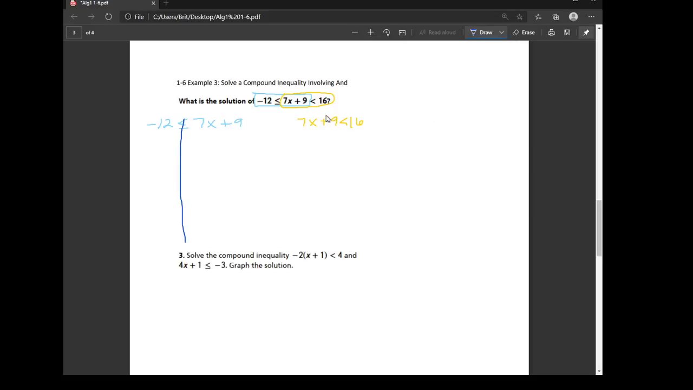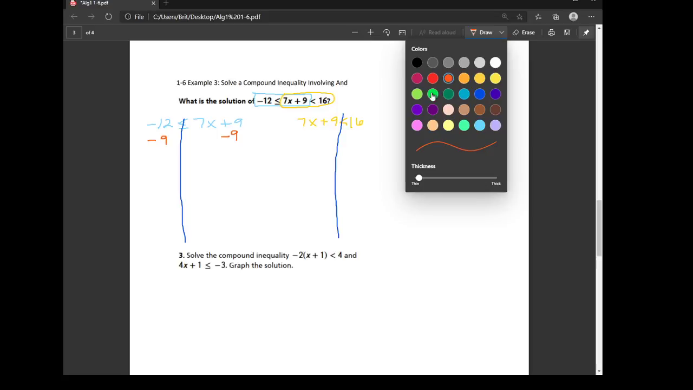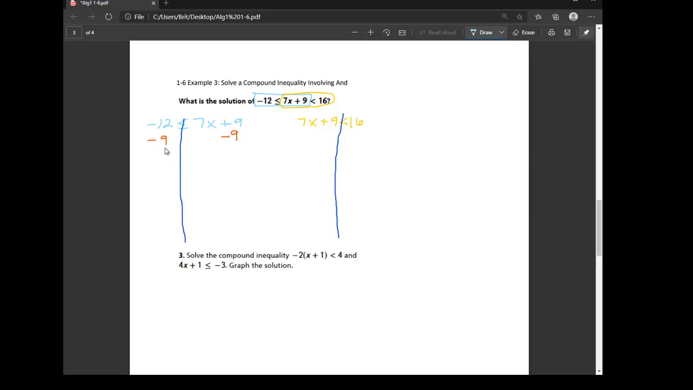I always start by drawing my river down my inequality symbol. That reminds me to use my inverse operations to help me solve. On this blue one, I want to get x by itself. Where there's the plus 9, I'm going to subtract 9 using that inverse operation to get rid of it. So negative 12 minus 9 is negative 21. It's less than or equal to 7x.